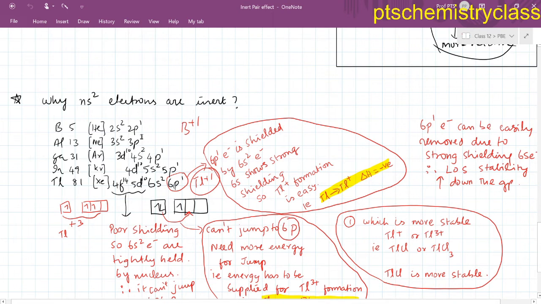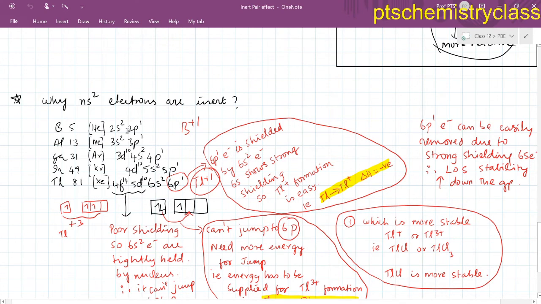Now if you look at boron +1, this 2p1 electron is shielded by the 2s electrons. I told you s orbital will have a strong shielding effect. That means this 2p1 is strongly shielded by the 2s electrons. Therefore, the nucleus of boron cannot attract the 2p1 electron strongly. That means it is easily removed with less ionization energy. Therefore, B+1 will be easily formed.